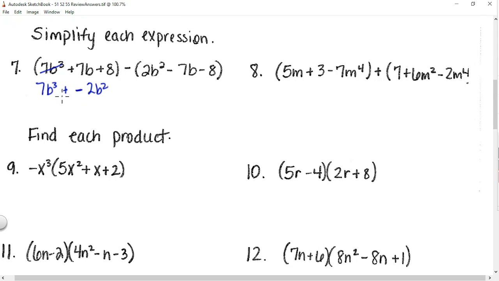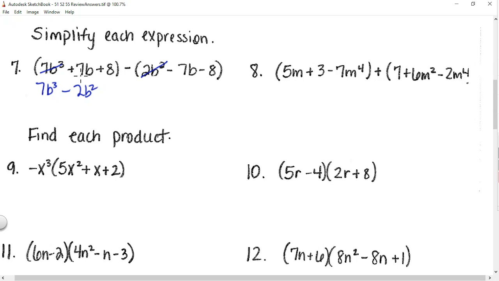Now notice I have the plus here, and then I have minus. So that's a little awkward. We don't have to write it that way. I'm gonna erase all that. It would probably be better to just write minus 2b squared. Or you could say plus negative 2b squared. Either way is fine. Okay, now we get to the next, and we'll cross that off.